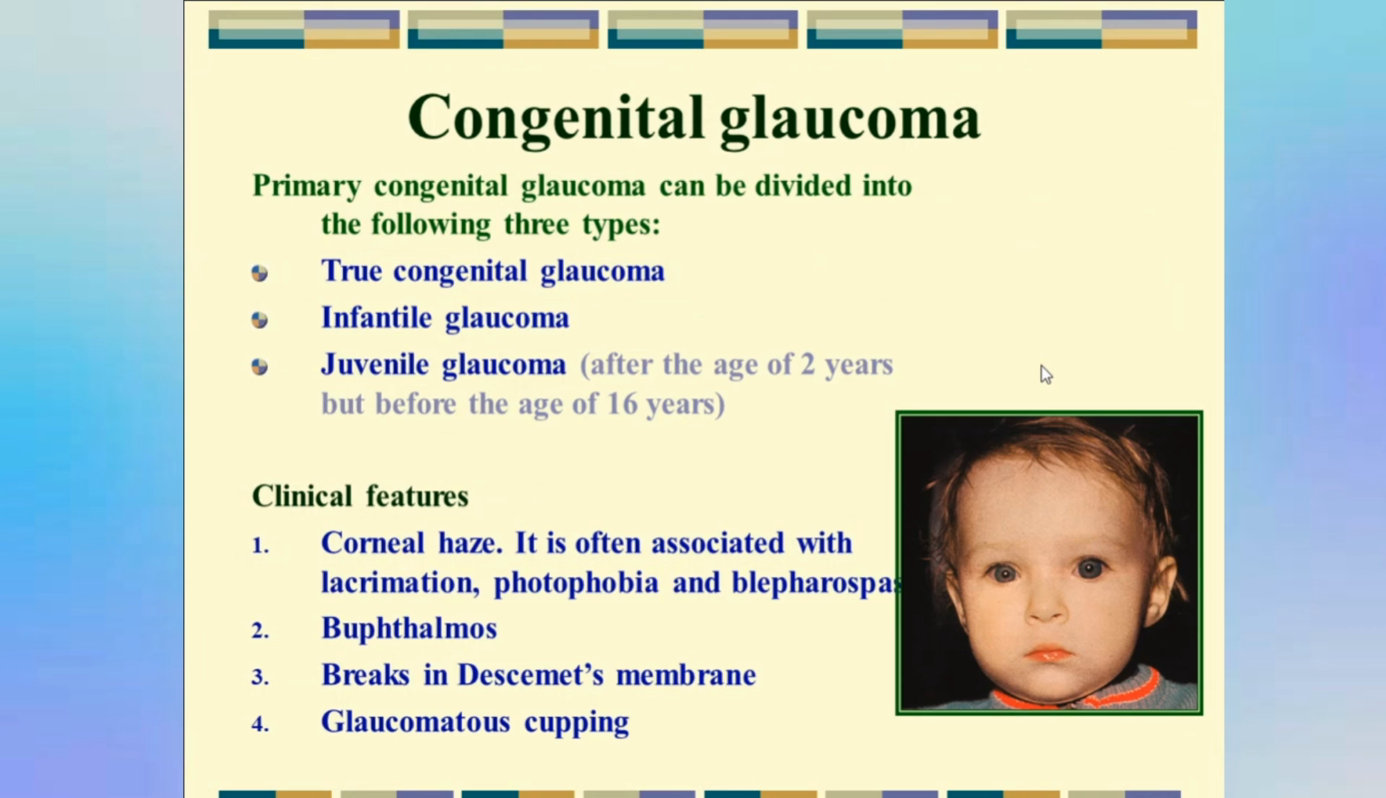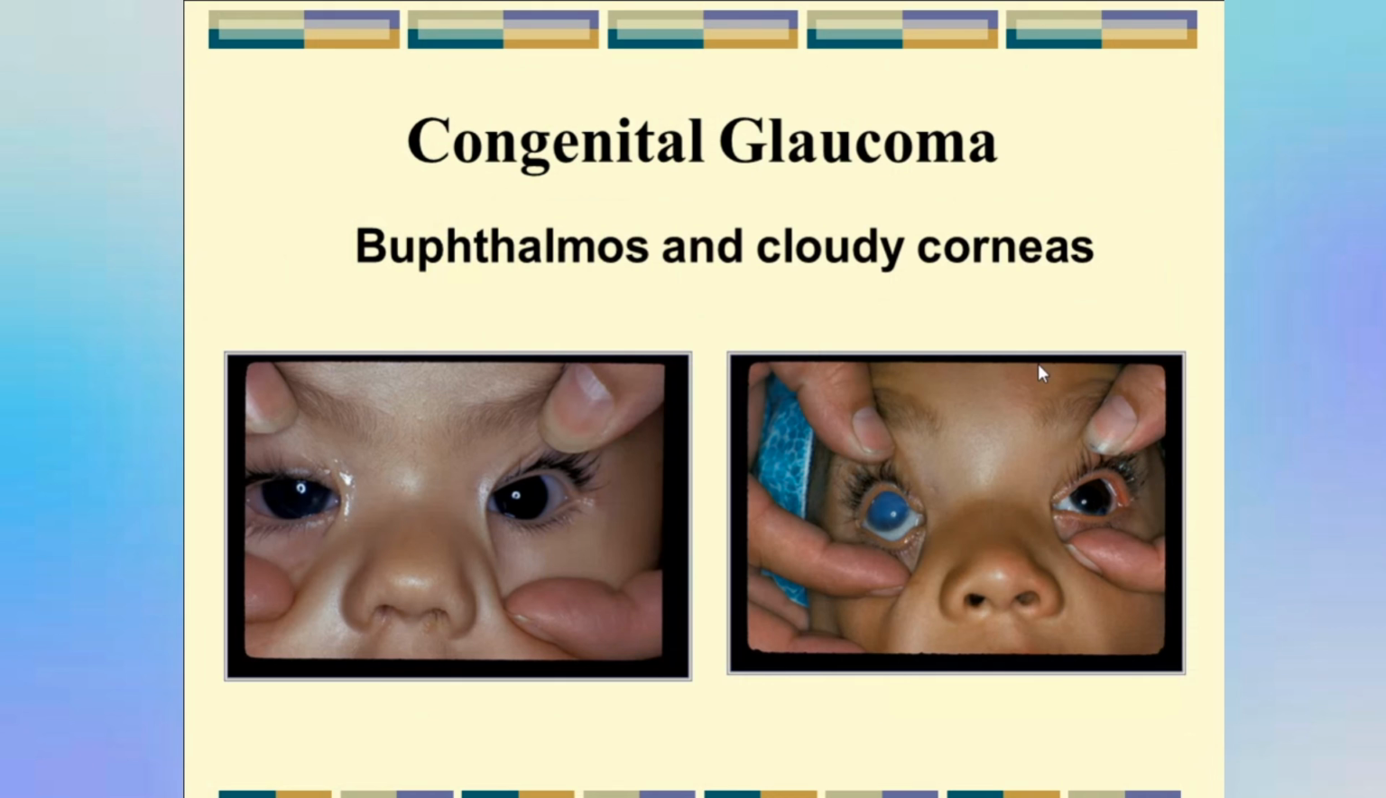But the early symptoms are rather simple: lacrimation, photophobia, and blepharospasm. And don't forget about congenital glaucoma. Look at this picture. Here you see big eye, buphthalmos, yeah? On this picture, you see the cloudy cornea, opaque cornea, and of course, in such a case, we can't help this newborn to save vision.